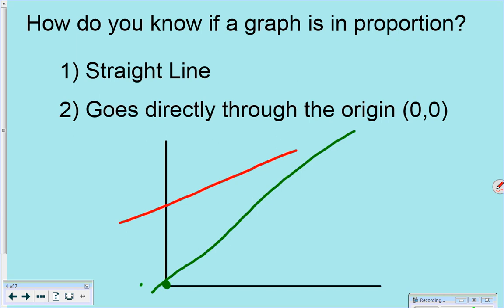So if you graph something like this, and I know there's something like this on your homework today, and you're going to say, which one of these are in proportion? What were you going to say? The green one, because it goes through the origin, right? This one is not because it does not go through 0, 0. That means it's not staying in proportion.